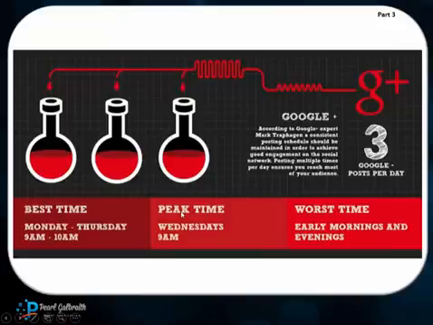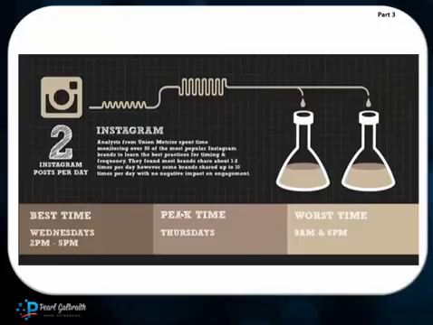Google Plus, best times Monday to Thursday in the morning. Peak time, interesting, Google Plus is Wednesday at 9. Facebook was Wednesday at 3. Worst times, early mornings and evenings. And on Google Plus, because of the more streamlined platform, up to 3 posts daily.